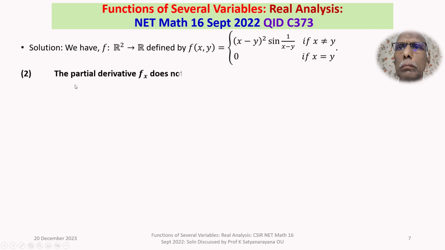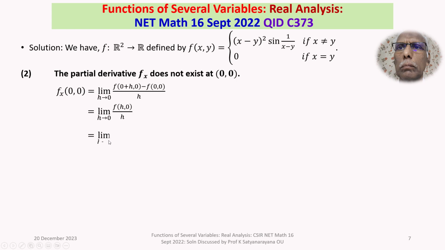Option 2. The partial derivative f suffix x does not exist at (0, 0). Let's see. F suffix x, the partial derivative of f with respect to x at (0, 0), is equal to the limit as h tends to 0 of f of (0 plus h, 0) minus f of (0, 0) by h. That is the limit as h tends to 0 of f of (h, 0) by h.